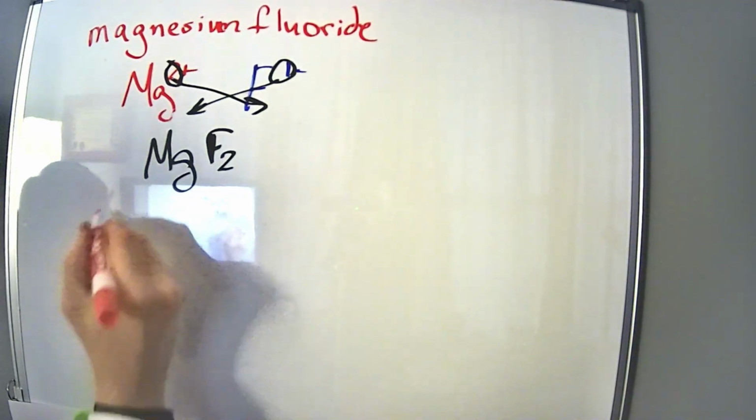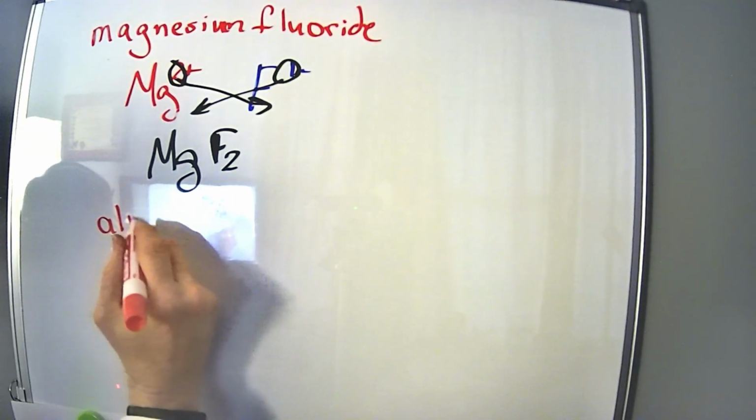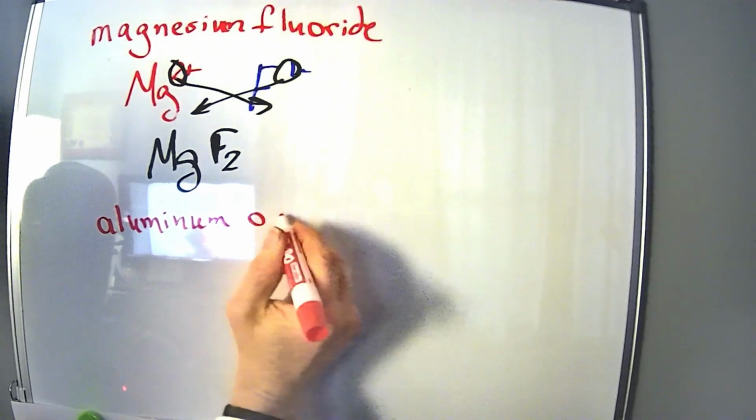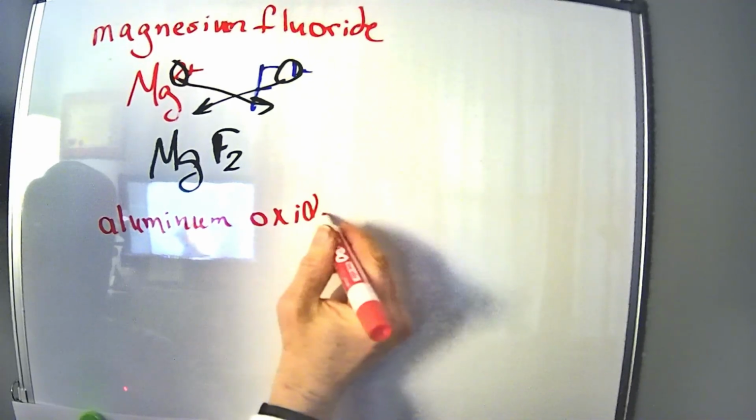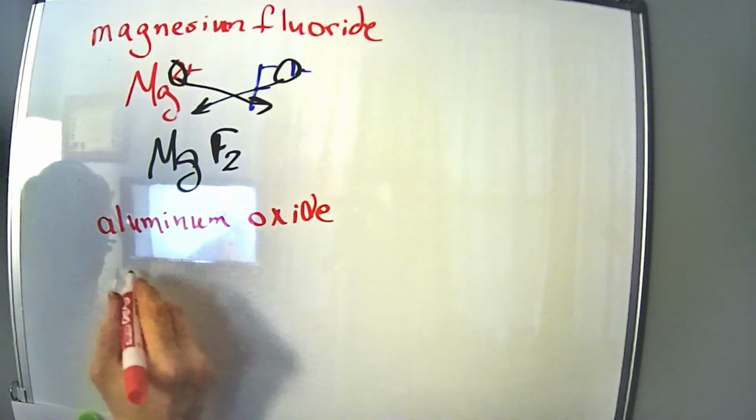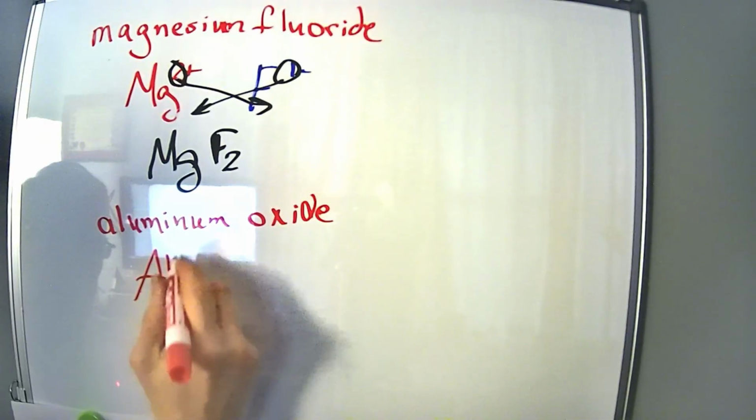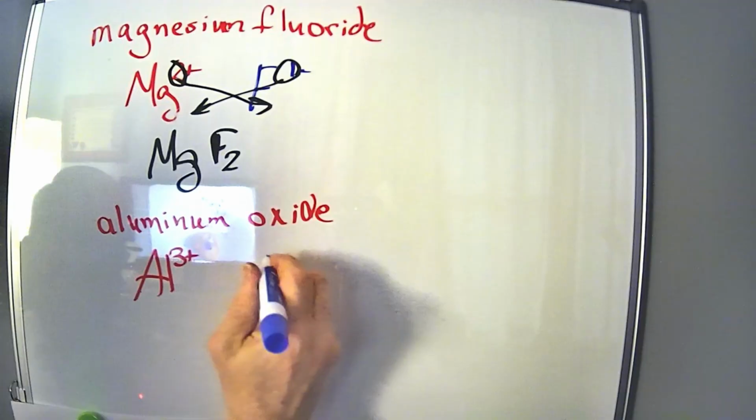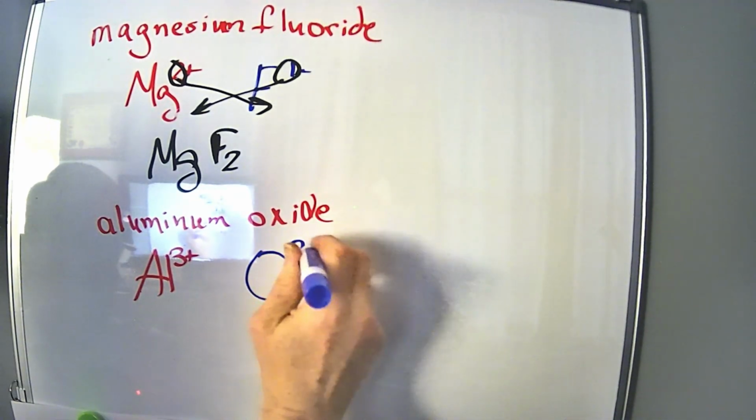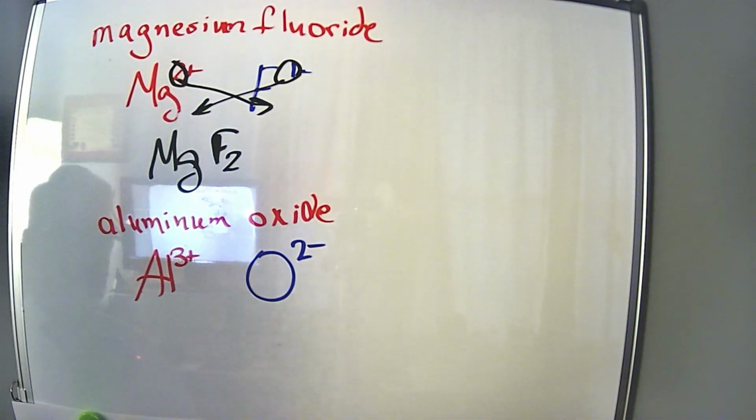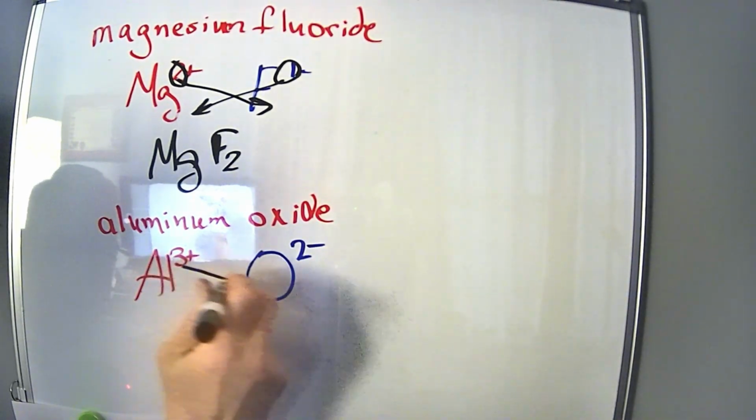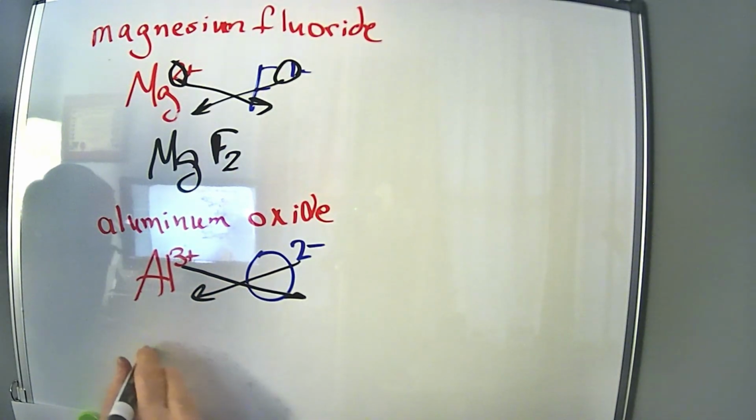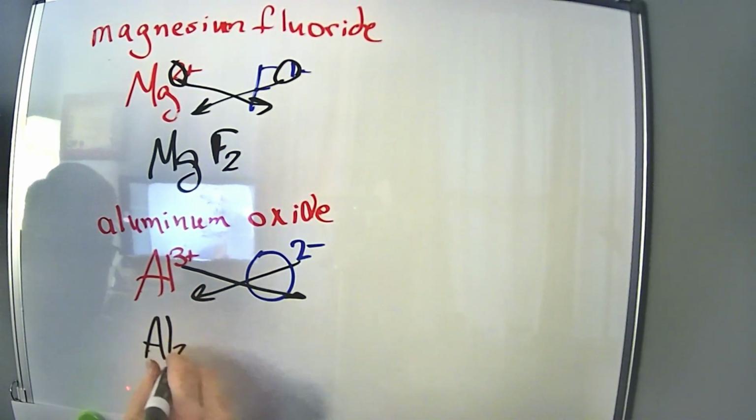Aluminum oxide is our next one. So aluminum is Al 3 plus, oxide is O 2 minus. So a 3 for the subscript for the oxide, 2 as the subscript for the aluminum. So Al2O3.